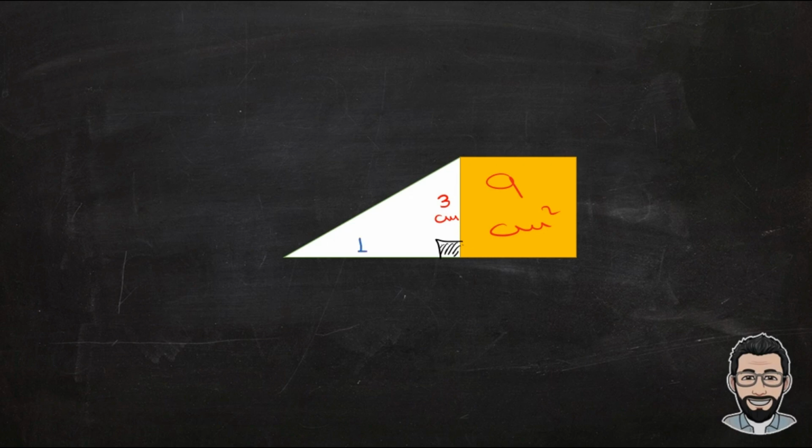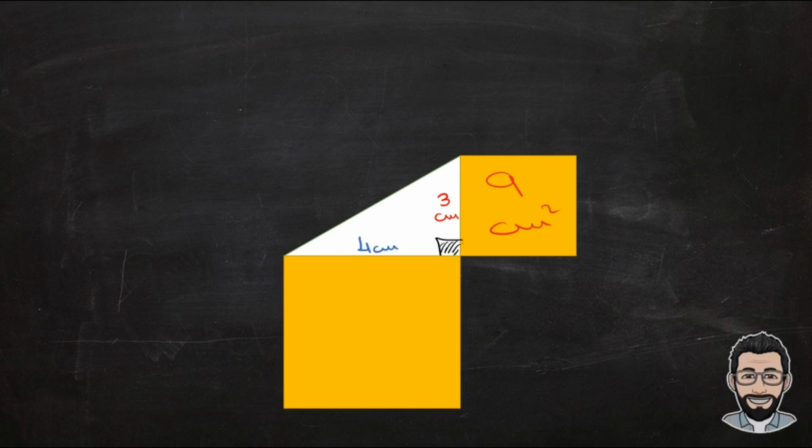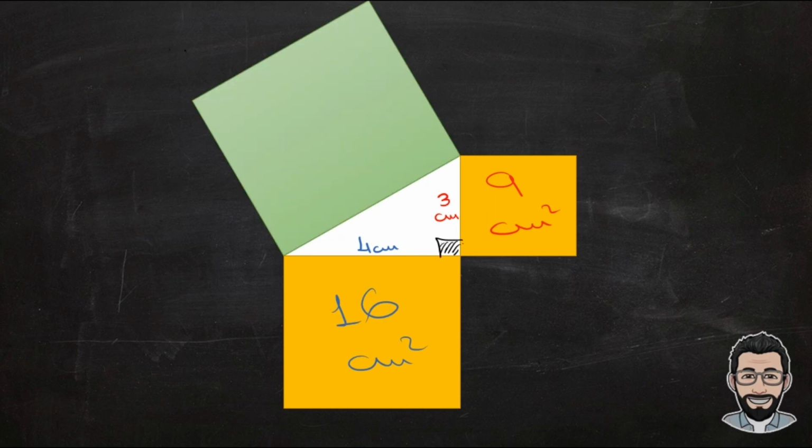And this side was 4 centimeters. And I draw another square on the other side. So its area is going to be? Great, it's going to be 16 centimeters squared. And the hypotenuse was 5 centimeters, for example. Can you find the area of this square? Great, it's going to be 25 centimeters squared.